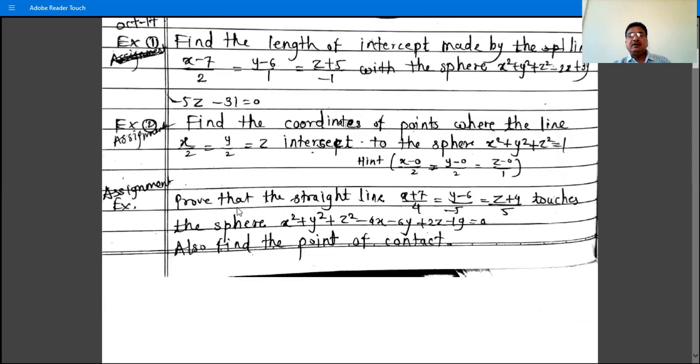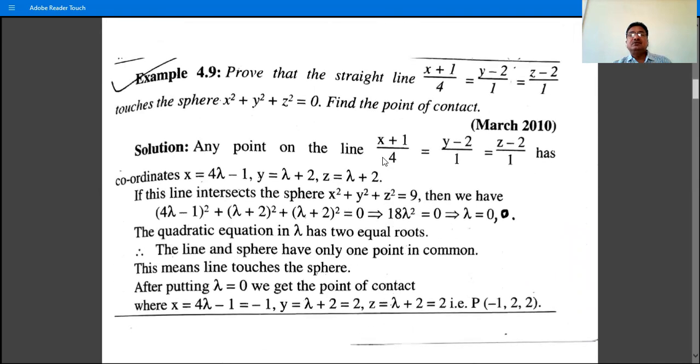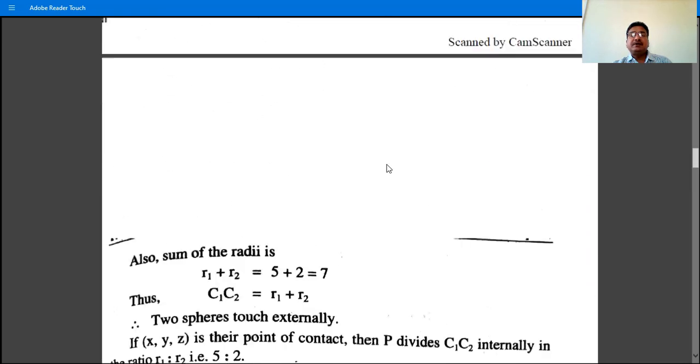Same problem is here. Prove that the straight line touches the sphere, that is, this line intersects the sphere in only one point. Also find the point of contact. So solve all these problems of assignment.